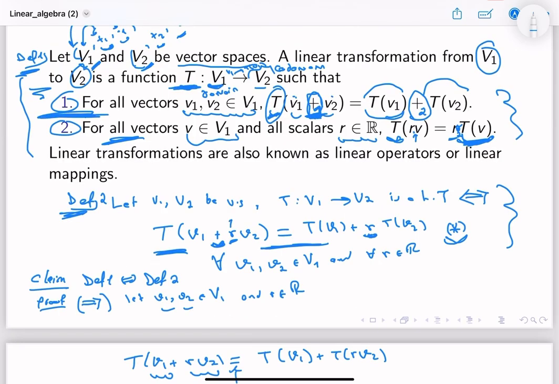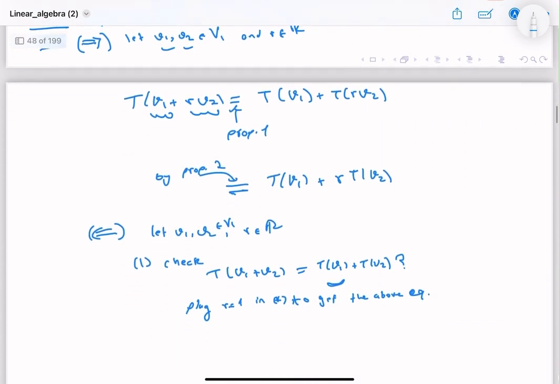If you just replace r by 1 here and here, and you remember that scalar multiplication by 1 gives the same vector back. So this is one of the axioms of defining what a vector space is. Okay, so scalar multiplication by 1 gives the vector back. So star reduces to this equation.